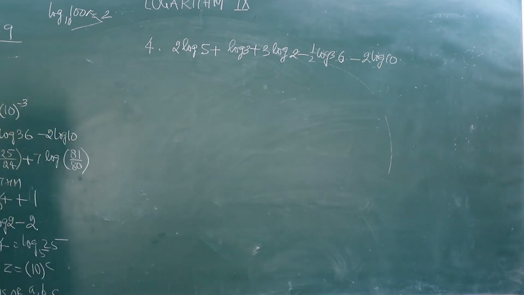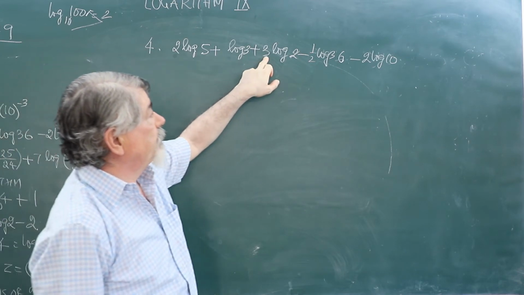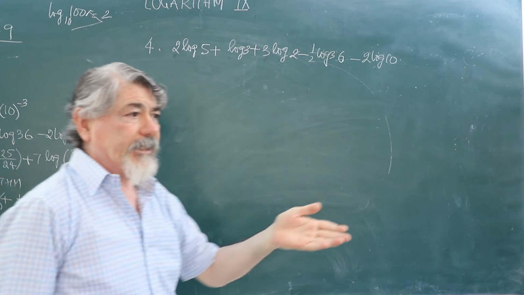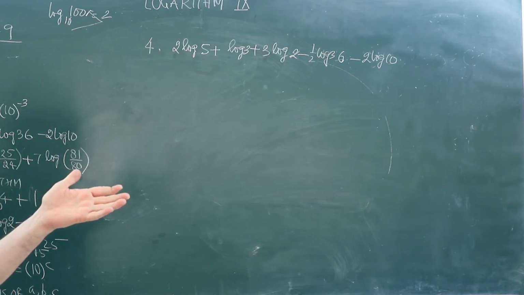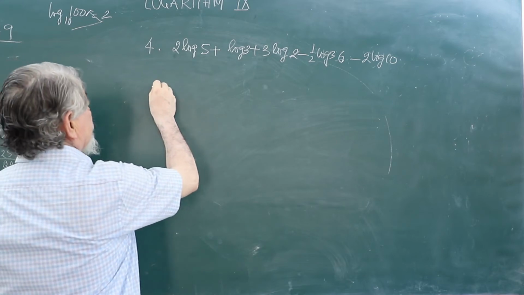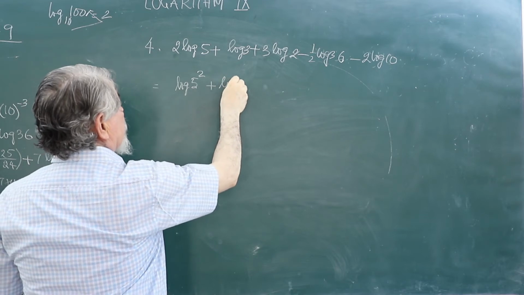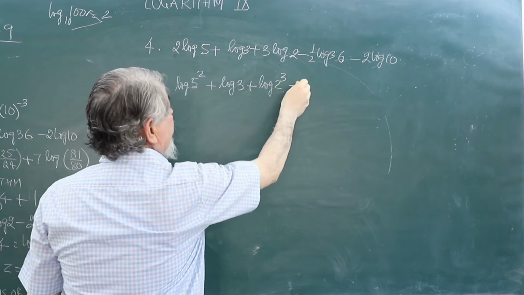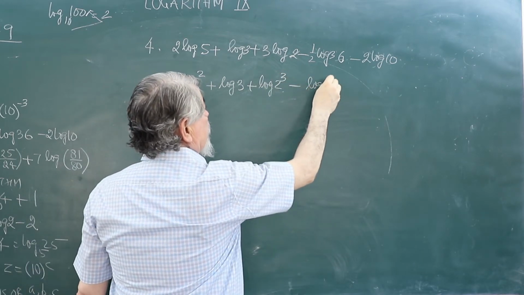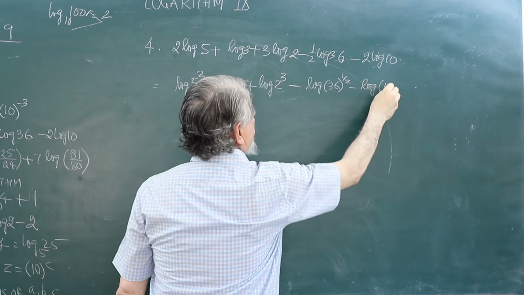Everywhere we have the multiple. Everywhere except log 3, I have the multiple 2 here. 3 is the multiple, half is the multiple, 2 is the multiple. I'll take them as the powers, because I have to simplify, I have to join all the things together, because I want to evaluate the value of this given mathematical statement. Log 5 to the power 2 plus log 3 plus log 2 to the power 3 minus log 36 to the power half minus log 10 to the power 2.